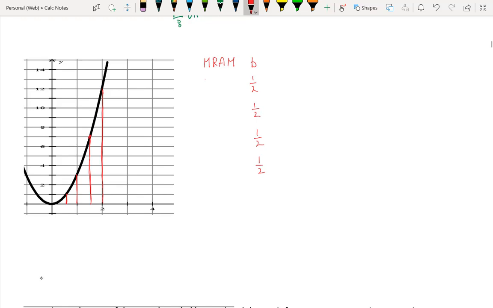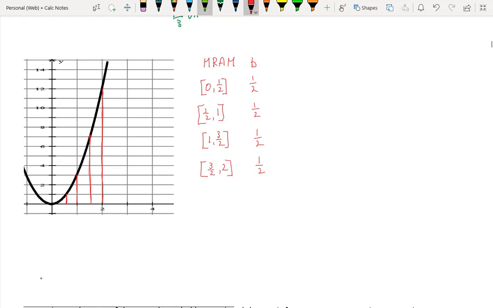So my first interval is 0 to 1/2. My second interval again is 1/2 to 1. My third interval is 1 to 3 halves. And my fourth interval, again, is 3 halves to 2.